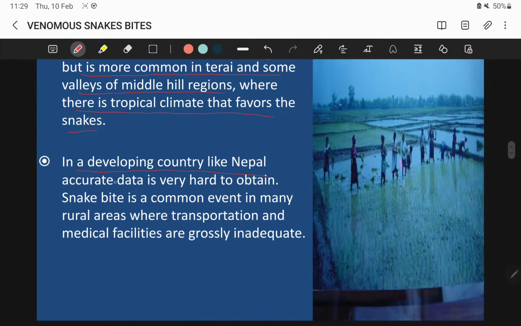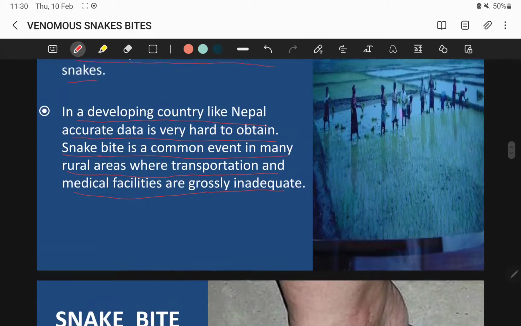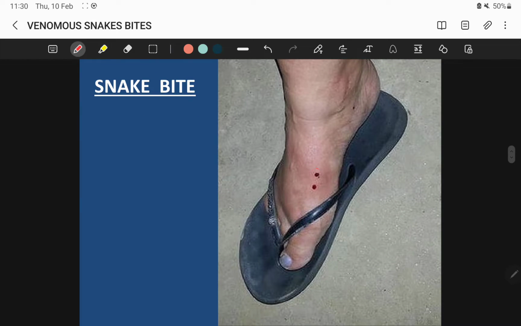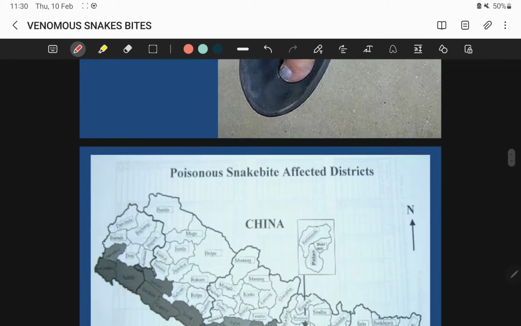Obviously, in a developing country like Nepal, accurate data is very hard to obtain. Snake bite is a common event even in rural areas where transportation and medical facilities are grossly inadequate, right? So these are farmers in the tropical climate of Nepal. What is this? This is a fang mark, right? Two fang marks, that is a venomous snake.